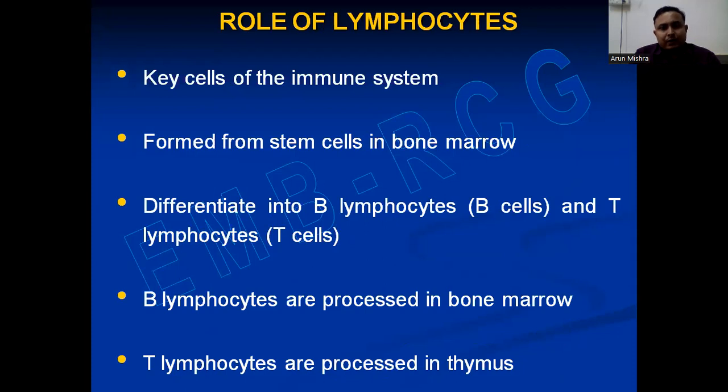What is the role of lymphocytes? Lymphocytes play a key role in the immune system. They are one of the most important cells of the immune system. They are formed from stem cells in bone marrow, differentiated into B lymphocytes, B cells, or T lymphocytes, T cells. B lymphocytes are processed in bone marrow, that's why the name B. And T lymphocytes are processed in thymus, so T lymphocytes.